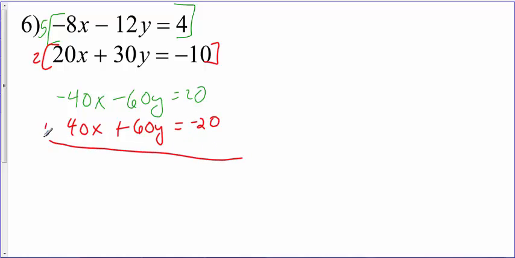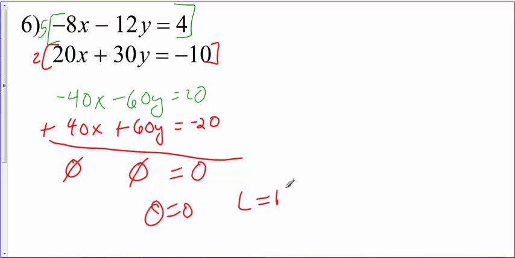Now, we're going to add those together. Negative 40x and positive 40x gives me 0. Negative 60y and positive 60y gives me 0. Okay, so stop right here, because what you need to consider is this. Both of my variables have dropped. That means that I'm either looking at parallel lines or I'm looking at the same line. Now, let's see what's left. 20 minus 20 is 0.